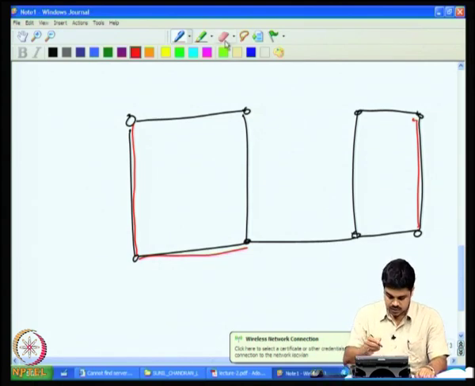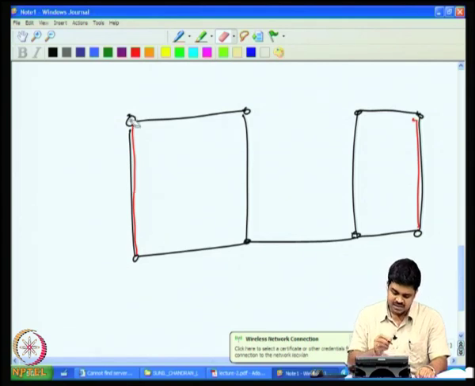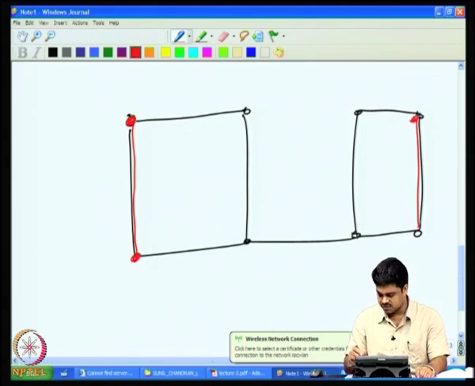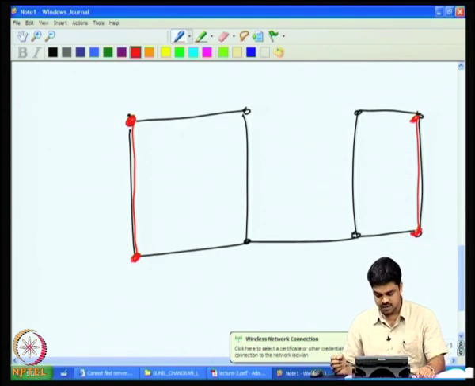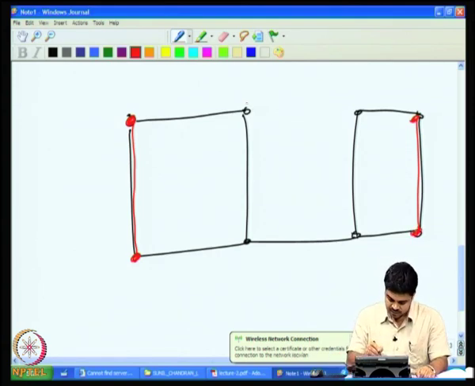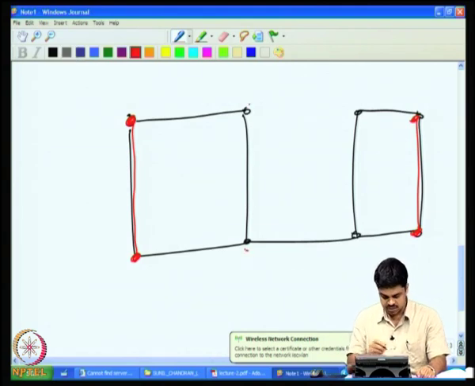Now, let us say given a matching, say this is a matching, the vertices which are touched by those edges, that means incident on those edges, are called the matched vertices with respect to that matching. And those vertices like this, for instance, which are not touched by or incident on these two edges, are called the unmatched vertices.